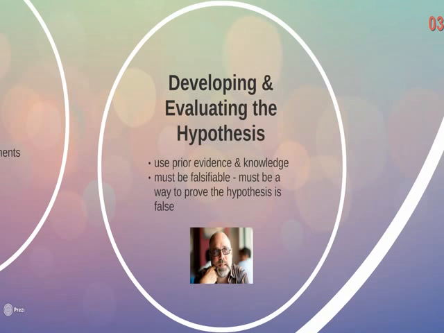So when we develop this hypothesis, we want to use prior evidence and knowledge. When we know something is already in existence, we don't necessarily need to retest it, and this will make our process more efficient. We also want to make sure that we can come up with a definite false answer in there, a way to prove that the hypothesis is false.